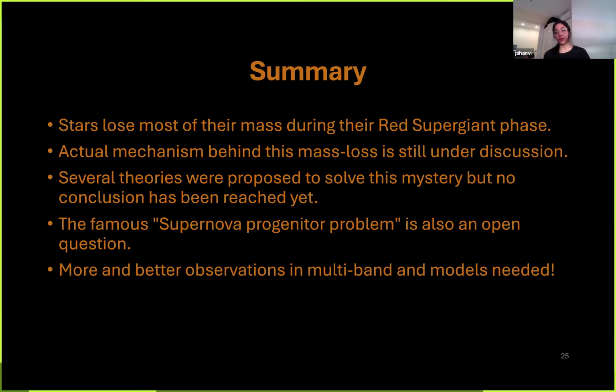And with this, we come to the end. I want to say that this is a very open field. A lot of discussion is going on about what the actual mechanism of the mass loss rate is, and how to solve this famous supernova progenitor problem. We definitely need more observations and better models to solve all these problems. So that's it. Thank you.